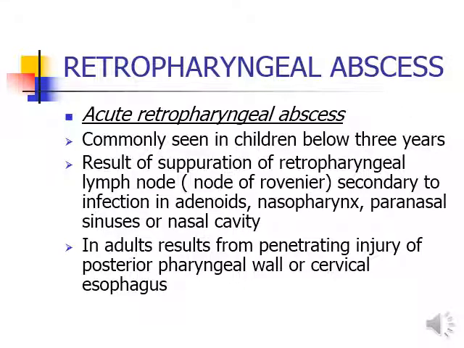In adults, if the retropharyngeal space is affected with acute infection, it's most commonly due to the spread of infection from a penetrating injury or due to spread of infection from the nearby parapharyngeal space.